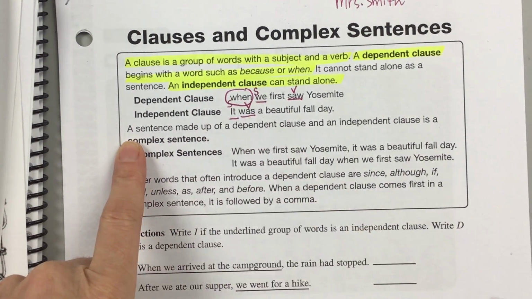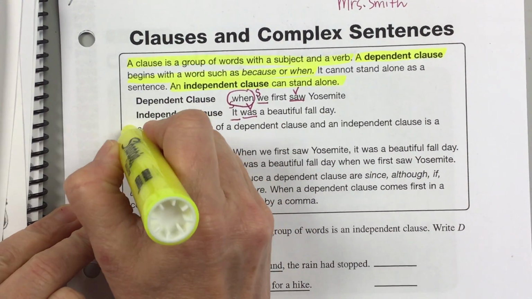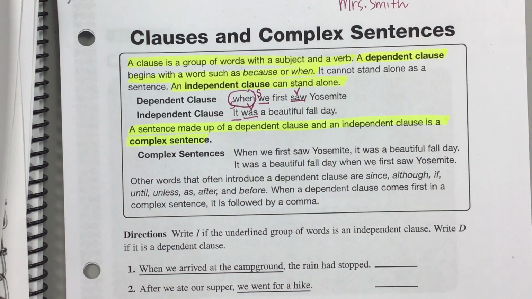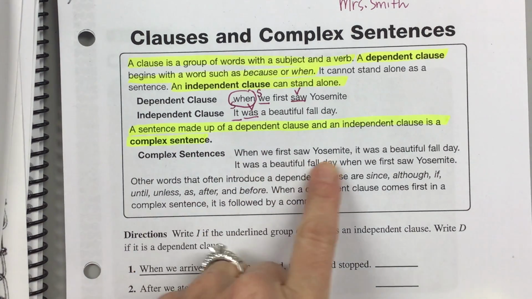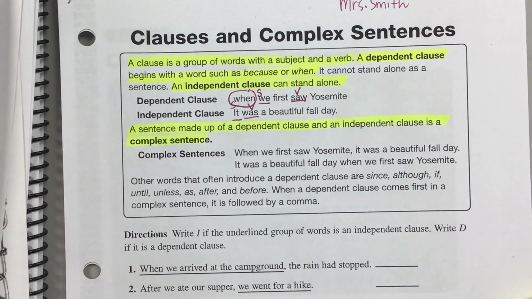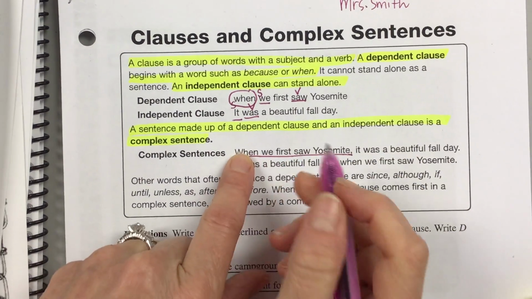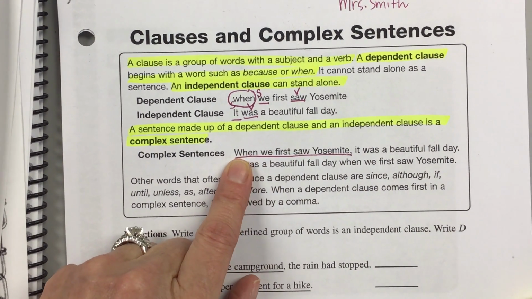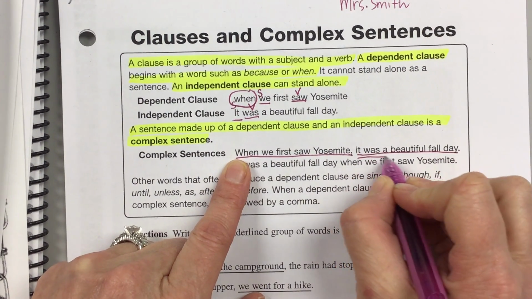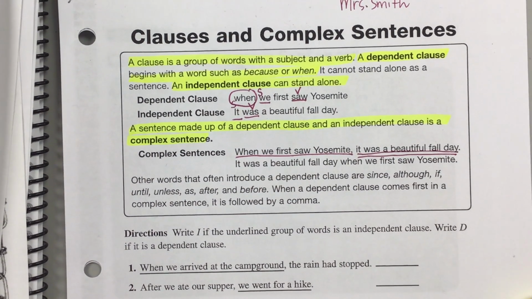Okay, a sentence made up of a dependent clause and an independent clause is a complex sentence. Okay, so here are some examples. When we first saw Yosemite, it was a beautiful fall day. So we have our dependent clause, when we first saw Yosemite. That word when lets us know that that's a dependent clause. And then we have our independent clause, it was a beautiful fall day, and I'm just going to underline that one twice. That's our independent clause.